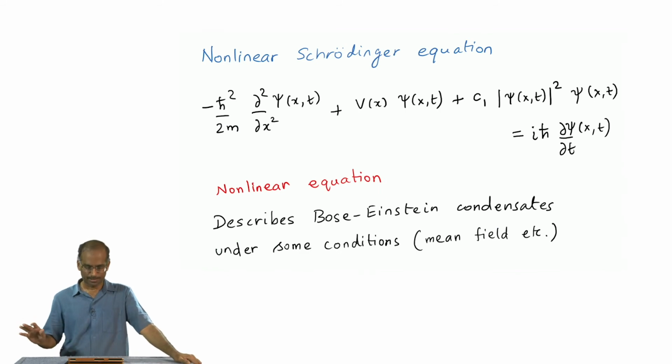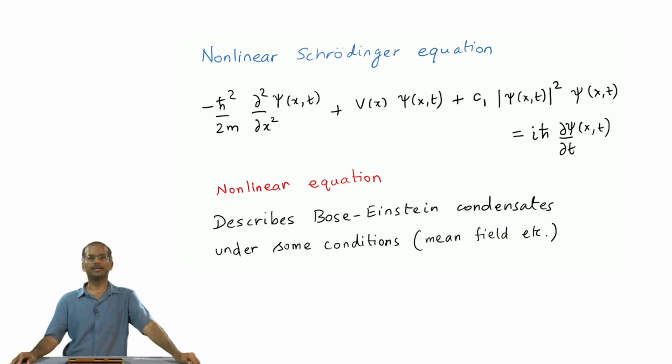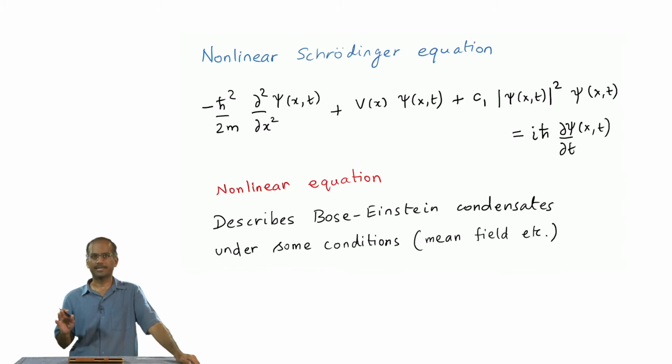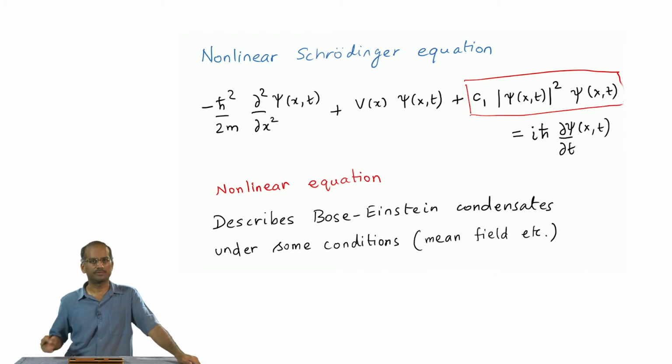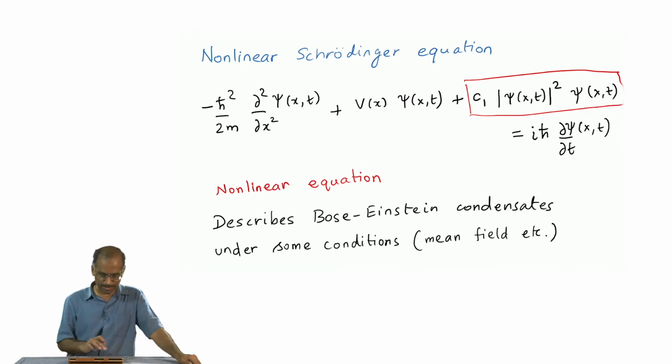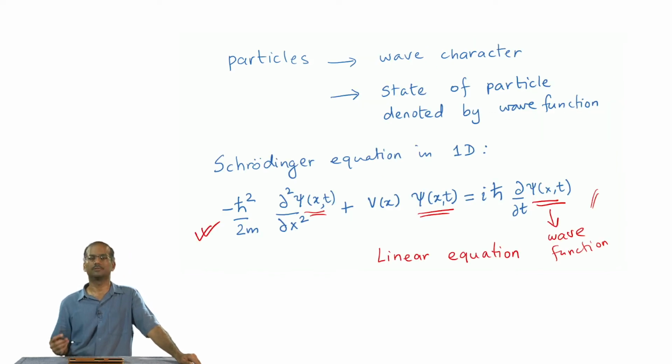But there is also a beast, so to speak, called the nonlinear Schrödinger equation. If you look at this equation, it looks like the standard linear Schrödinger equation except for this term here. C1 is some constant. If C1 were 0, this would be the same Schrödinger equation that I wrote down earlier to describe a particle in quantum mechanics.